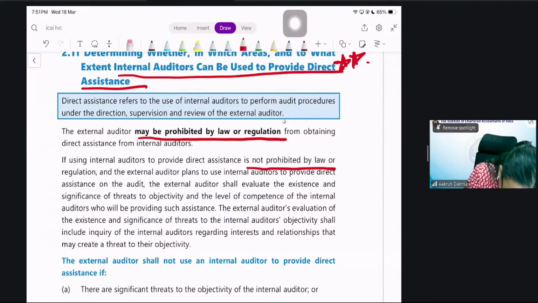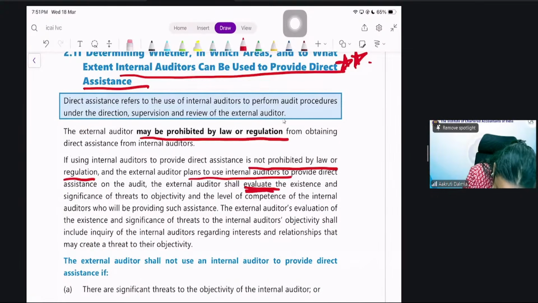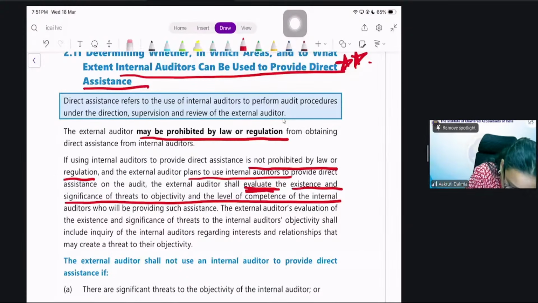If it is not prohibited, then you can use internal auditors directly, but you have to evaluate the existence and significance of threats to objectivity and the level of competence. So what if it is contradictory? Then the law will prevail, Anil. Always law will prevail. So if you want to have direct assistance, then you have to check the existence and significance of any threats to objectivity and competence. Again the same. You have to check objectivity, you have to check competence.